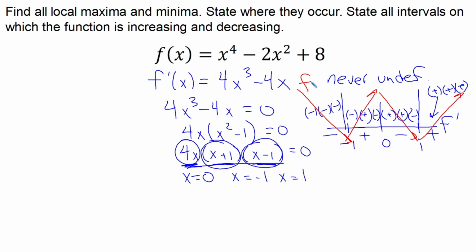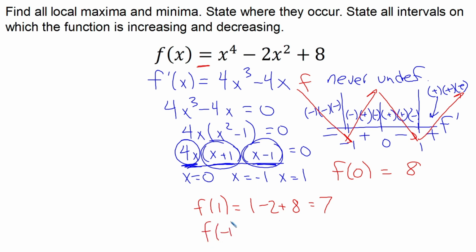We'll need to find the values of our function at 0, negative 1, and 1. F of 0 is an easy one. It's just 8. Right? Just plug in 0 to your original function up here. F of 1 ought to be 1 minus 2 plus 8. 1 minus 2 plus 8 ought to just be 7. And then f of negative 1 is an even function, right? Even powers on everything. It's going to end up being the same thing, right? Because negative 1 to the 4th is still 1, and negative 1 squared is still 1. So we end up with the same exact value there.